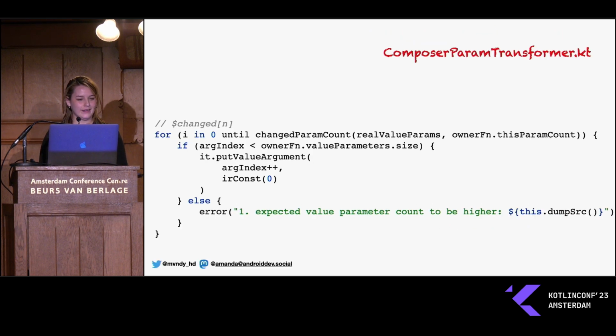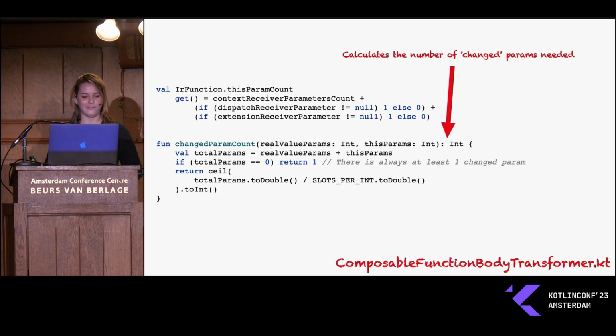So, we have the composer param transformer. We go to that file, and we can see that this is the logic responsible for changing the IR to input the change. This is the portion of the code that puts the changed parameter in the IR itself. It loops through, and you'll see that there's this changed param count, which takes in the real value params, and then also the param count. If we click in, this takes us to another file, composable functions body transformers, and we have the changed param count, which calculates the number of changed params needed. There's a little bit of extra math going on in here, and it also makes use of the extension function for this param count.